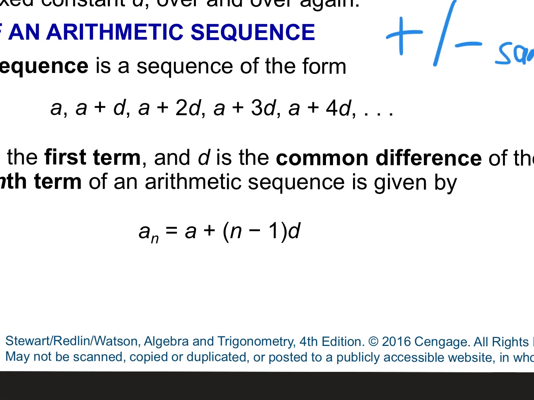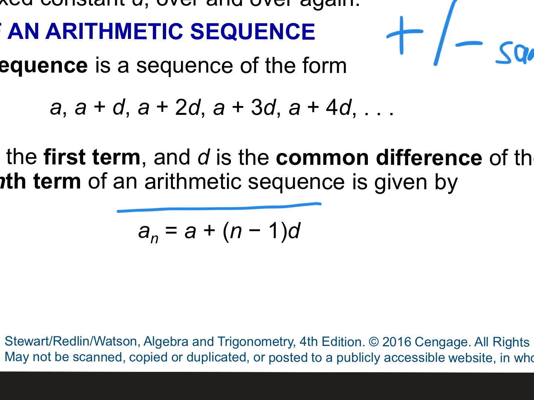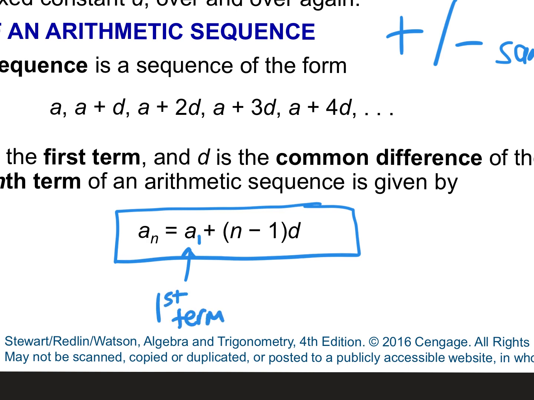Here is the formula to find the rule for an arithmetic sequence. A sub n means whatever number you're looking for, the 9th term, the 12th term, it's the nth term. You need the first term of the sequence. So this is the first term. Whatever the sequence is, you'll see, first term. n is the term you're looking for. It's the term number you're looking for. And then d is your common difference. It's what's being added or subtracted every time.